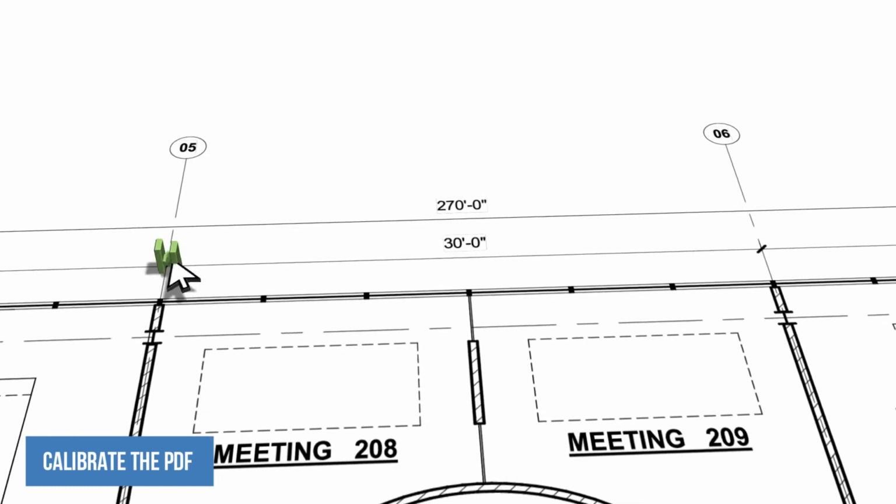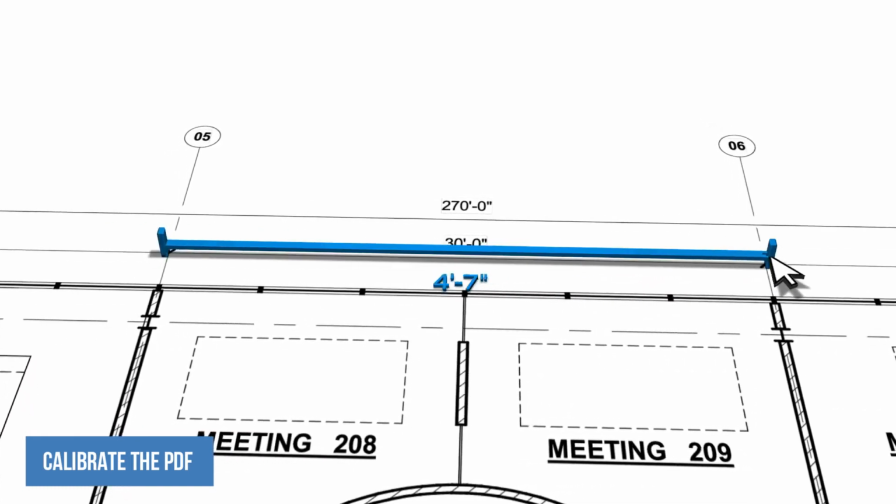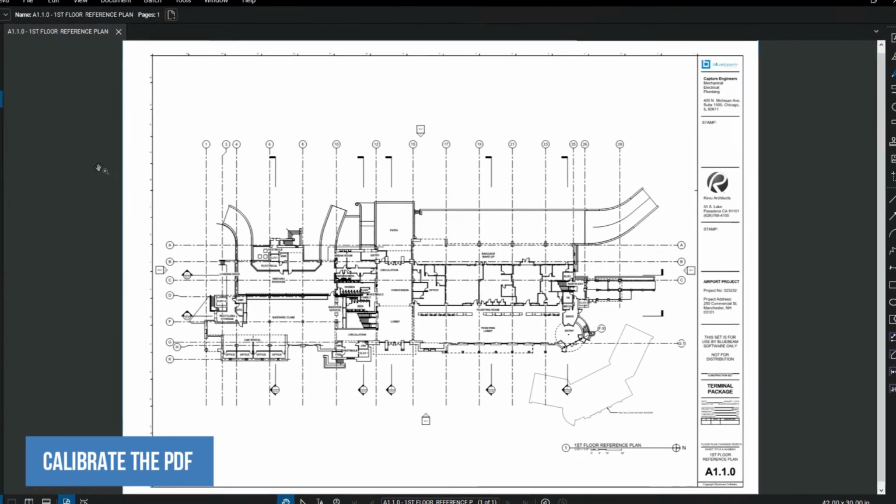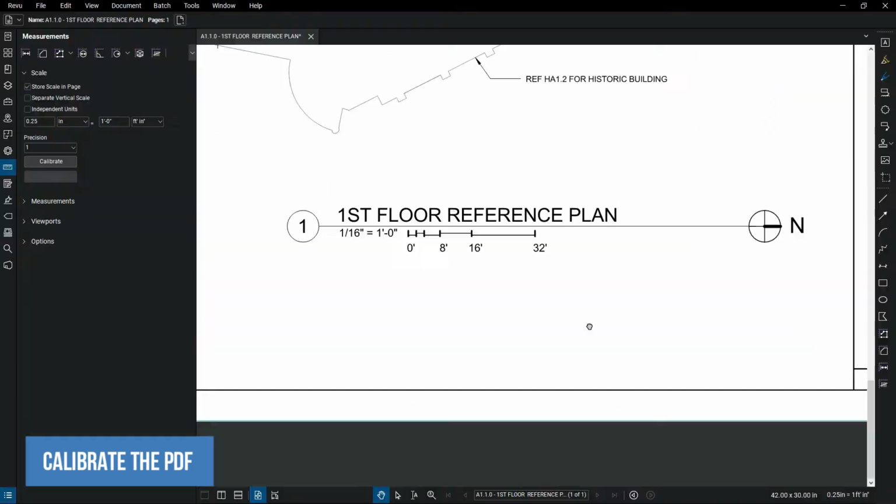Calibrate the PDF. Don't rely on the drawings to be in proper scale. This process ensures that your measurements are accurate. You don't always know whether those sheets have been printed to the right scale or not. Calibration ensures that we use the right scale and we get the right measurements.